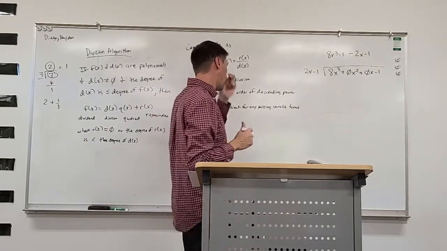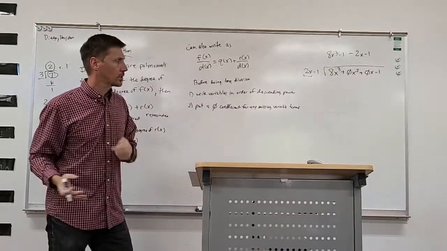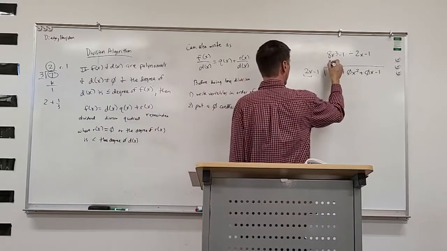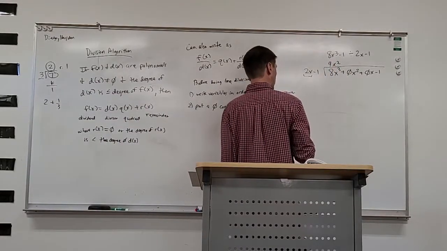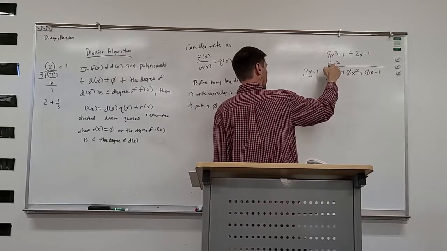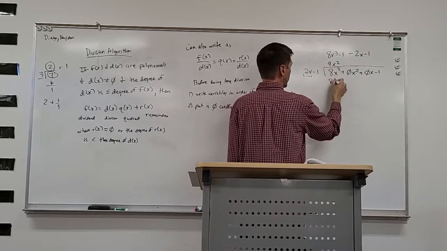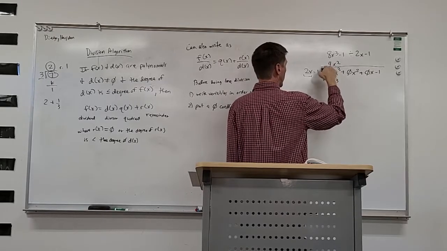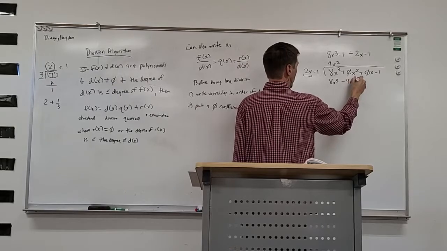So again, for this one, we just focus on the first term. How many times will 2x go into 8x cubed? It will go into that 4x squared times. So if we did that correctly, when I multiply this times this, I should get the same thing that I have right here. So this is 8x cubed. 4x squared times negative 1 is negative 4x squared.